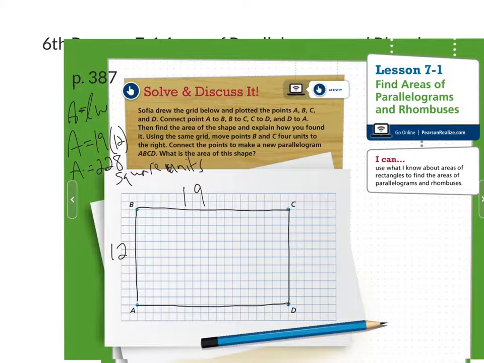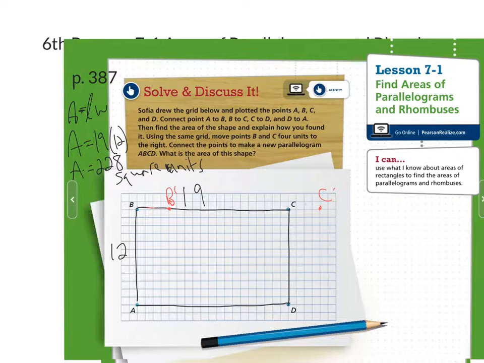our rectangle. The next thing they ask us to do is to move points B and C 4 units to the right. So if we take B, we go 4 units to the right. Would put it there. We'll call that B prime since we moved it. And then C 4 units to the right as well. Would put it here.